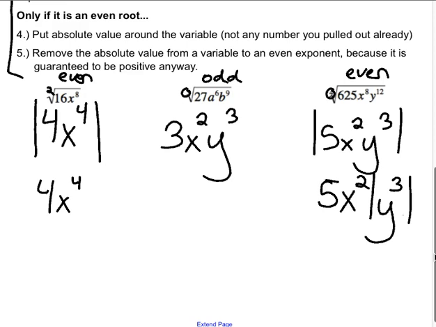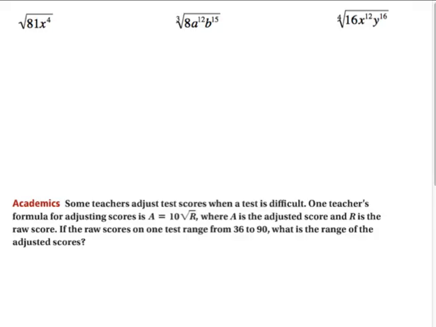Now, I'm going to do this a couple more times for you just to make sure that everything's making sense. So here, this is a square root, even. That means I'm going to have to be concerned with absolute value. Square root of 81. The square root of 81 is 9, and of course you could have used the table for that, the powers chart.